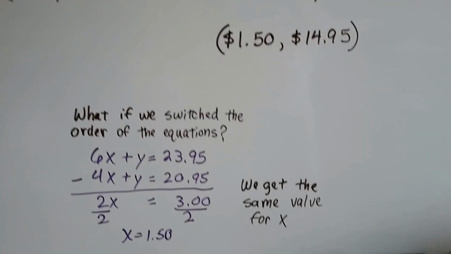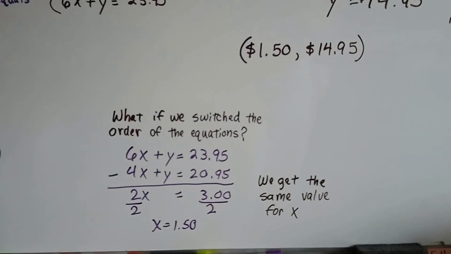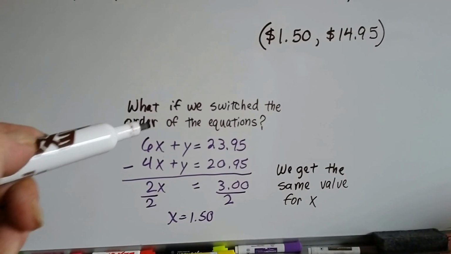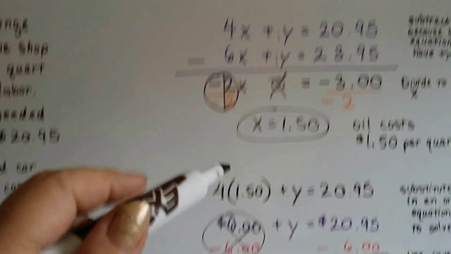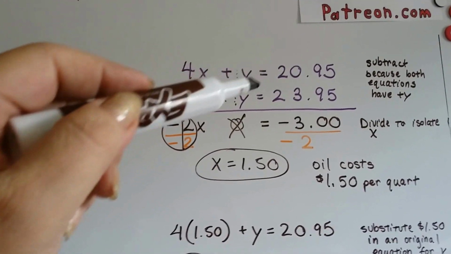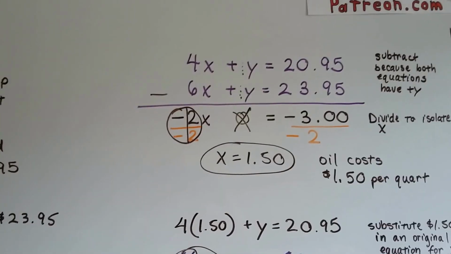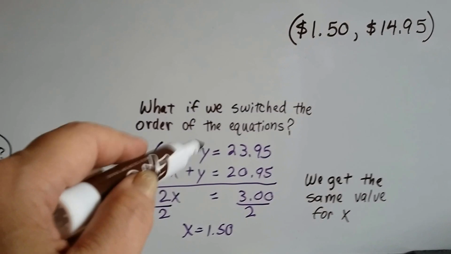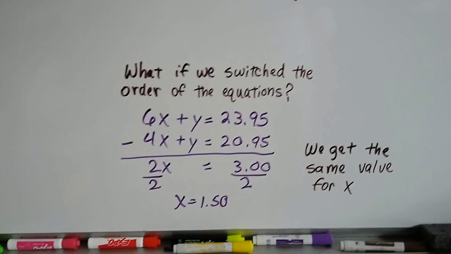Now, what would have happened if we switched the equations around and we still did subtraction, but we had the 6x on top and the 4x on the bottom? See, I have the 4x on top and the $20.95 on top. What if we switched those equations around and still did subtraction because they both have the plus y? We would have gotten the same answer.